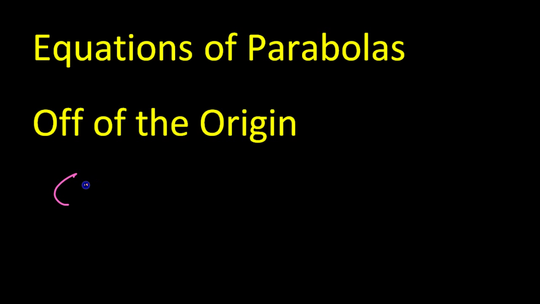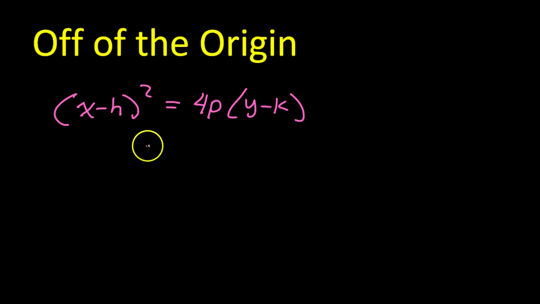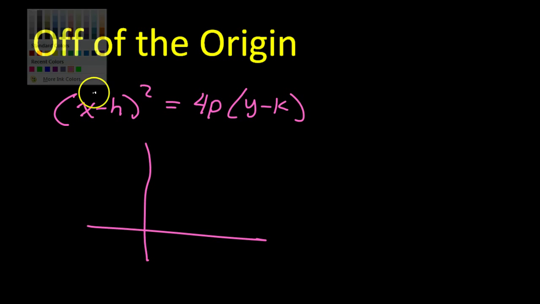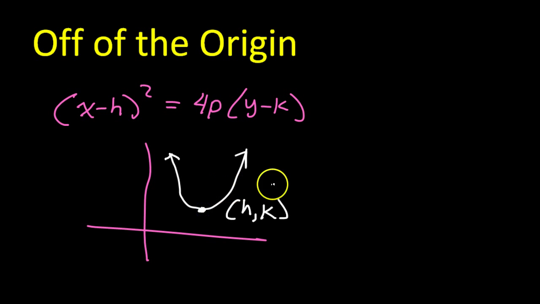Okay, so for example, if I have (x minus h) squared is equal to 4p times (y minus k), not squared. Now this is still going to be a parabola that is facing up or down, but unless h and k are 0, this is going to be a parabola that's floating around elsewhere, not at the origin. But the vertex is going to be h comma k. So it'll be the opposite of this and the opposite of that.